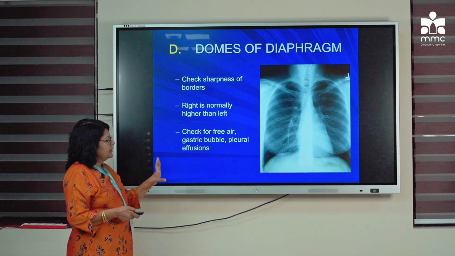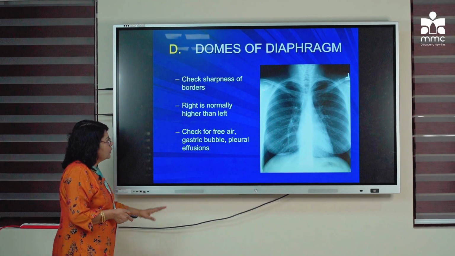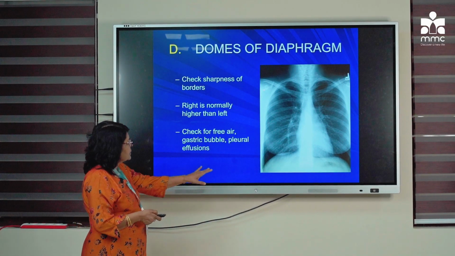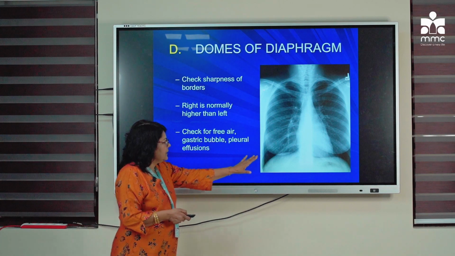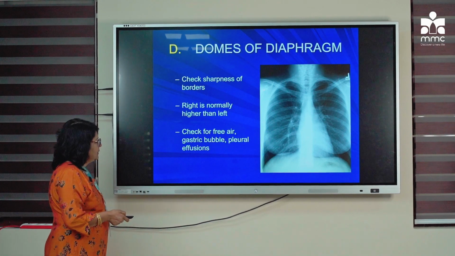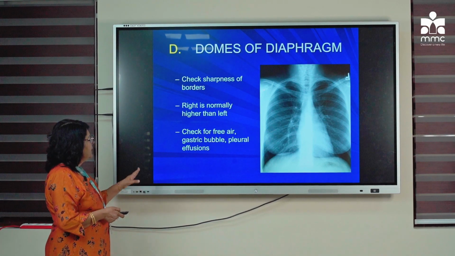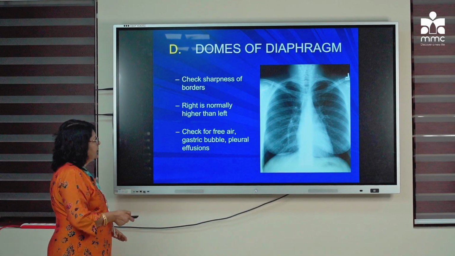But now it's teaching is that because of the cardiac pulsation, the left dome comes to a lower level. So always check the sharpness of the border. Okay, in dextrocardia we have seen that the right dome comes down because of the cardiac pulsation of the heart. So check for free air, gastric bubble and pleural effusion when looking at the dome of the diaphragm.